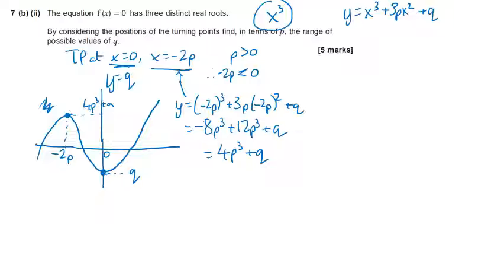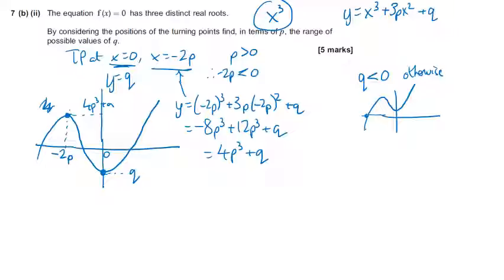So first of all, we've got that q must be less than 0. Okay? Because if q was equal or greater to 0, then we're going to have a graph that looks like this. Okay? And that would only have 1. Or if q was equal to 0, then we'd have 2 turning points. There wouldn't be distinct. Well, we'd have 3, but the 2 of them wouldn't be distinct.